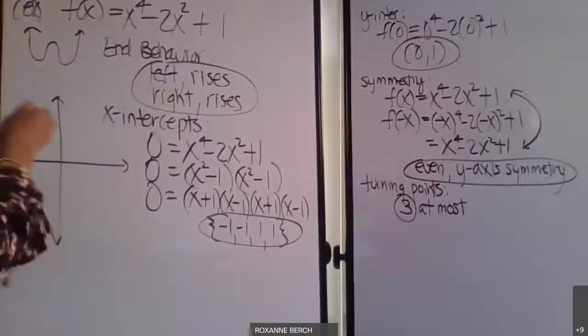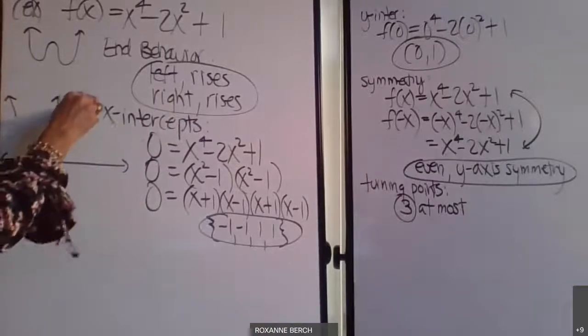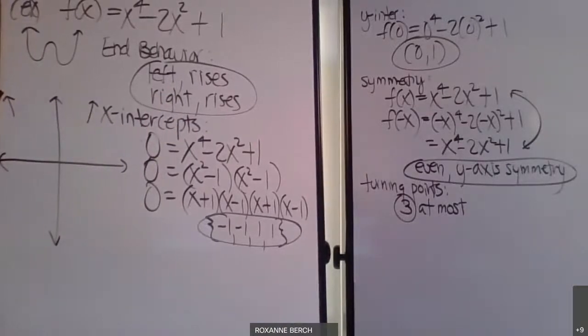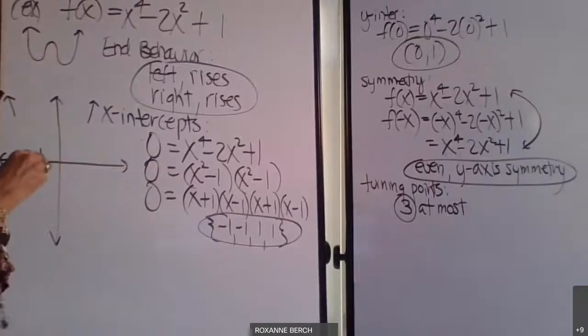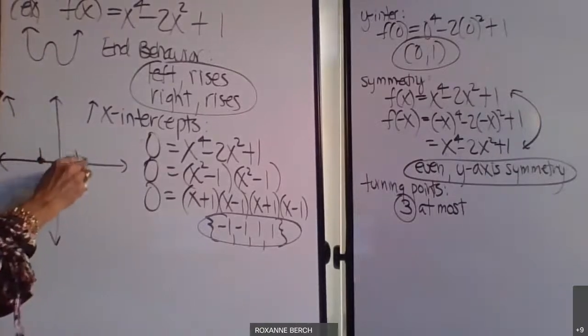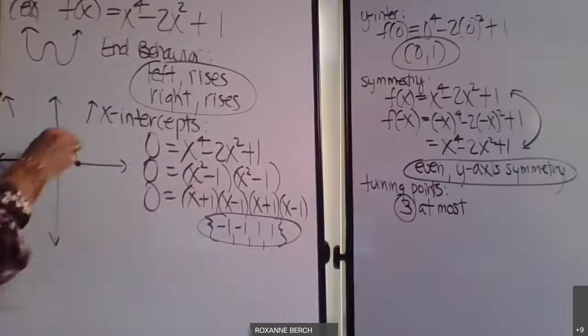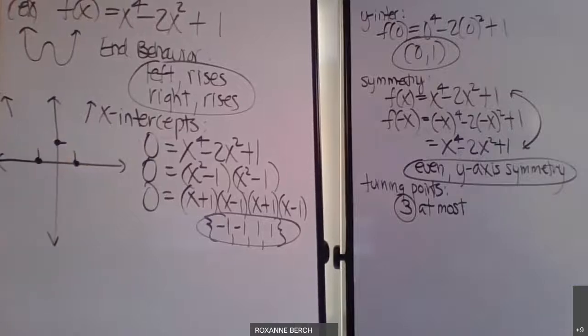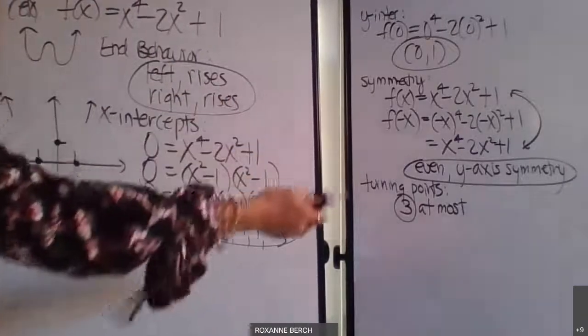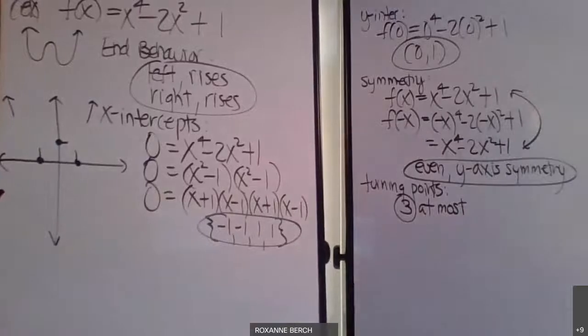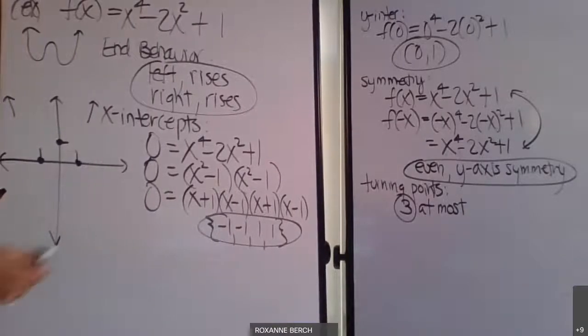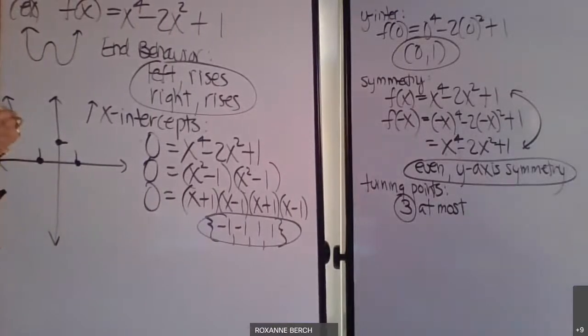So first of all, it's up on the left and up on the right. Let's graph the solutions. One's at -1 and one's at 1. The y-intercept is 0, up 1. We know there's symmetry. We know there's at most 3 turning points, but what about the multiplicity? What's it going to do at -1? Touch and turn. Yep.